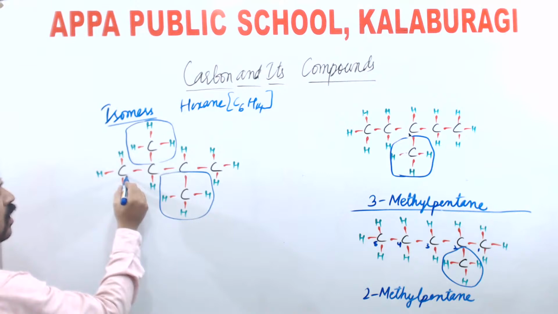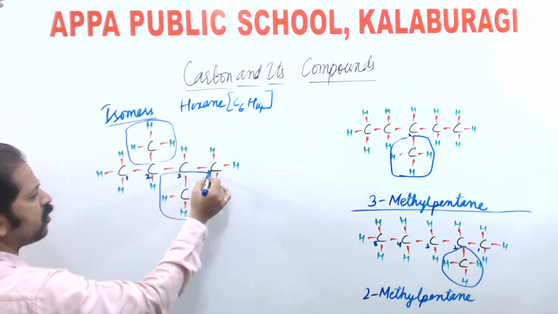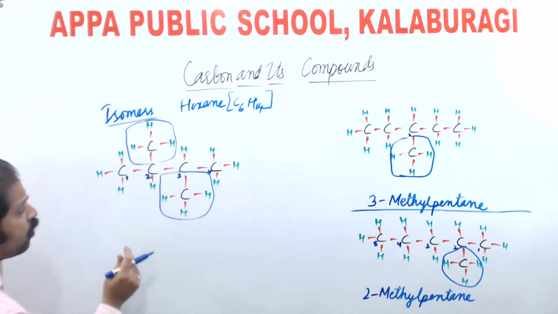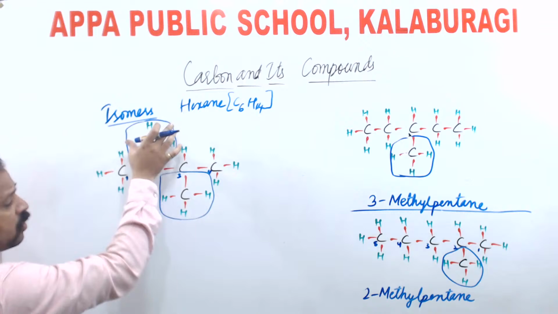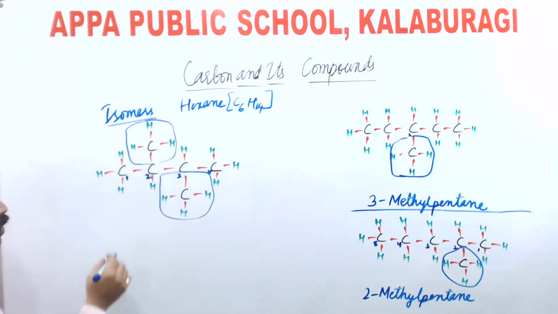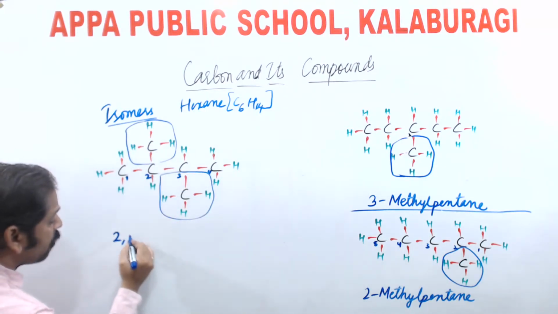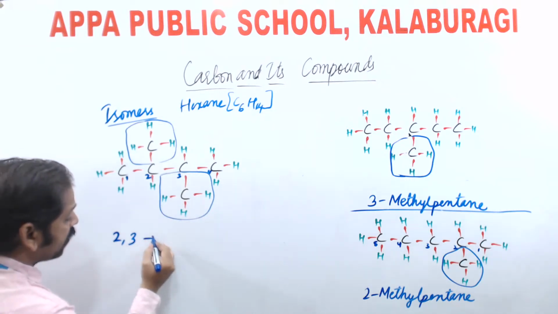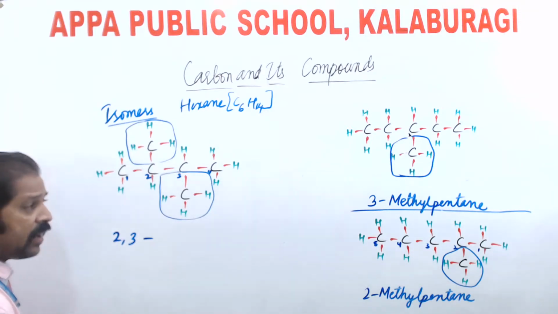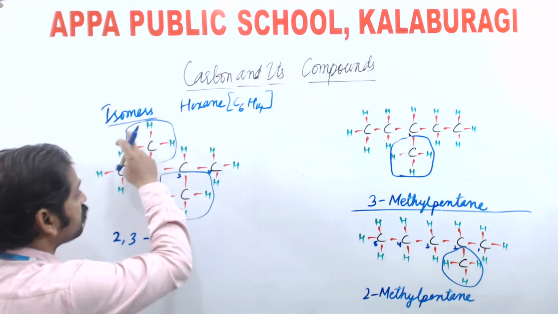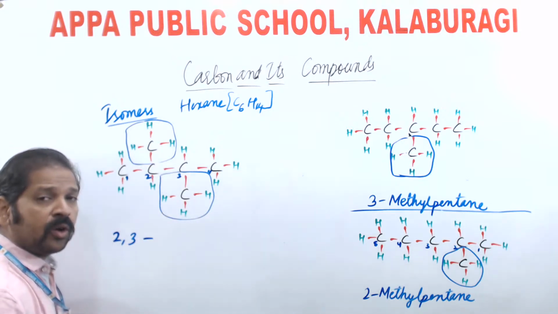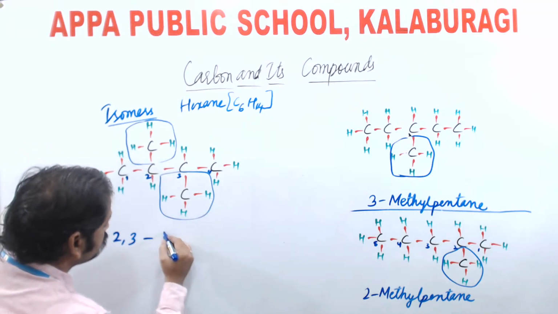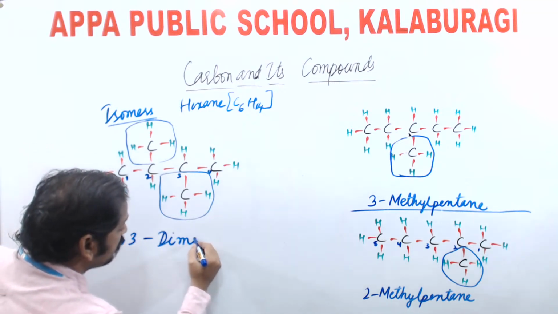If I consider here also one, two, three, four, if I count from this side also, it becomes the same number. So at the second portion we have a functional group, and at the third portion also we have a functional group. So what to do now? 2 comma 3, 2 comma 3 dash methyl. How many methyl are here? In this chemical we have two methyl, so it is called dimethyl.